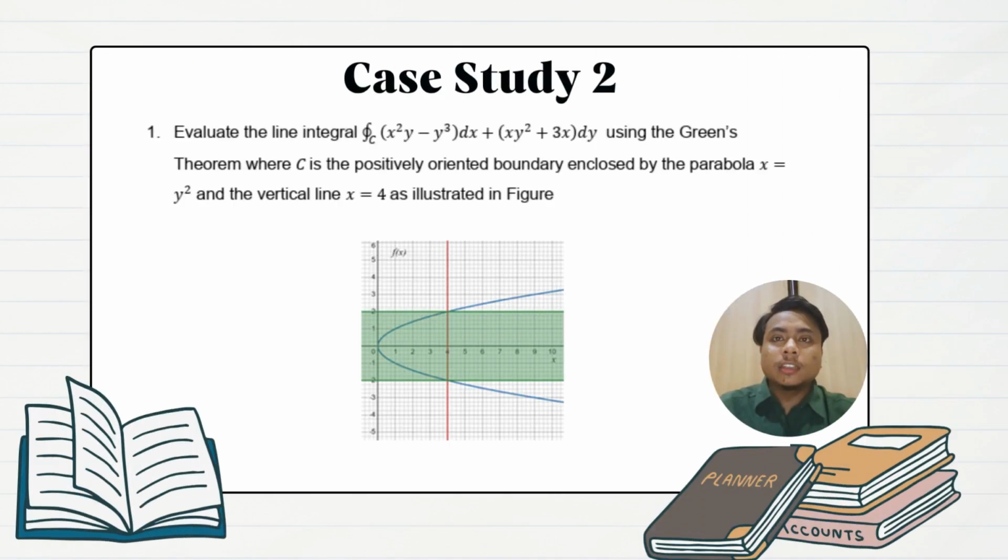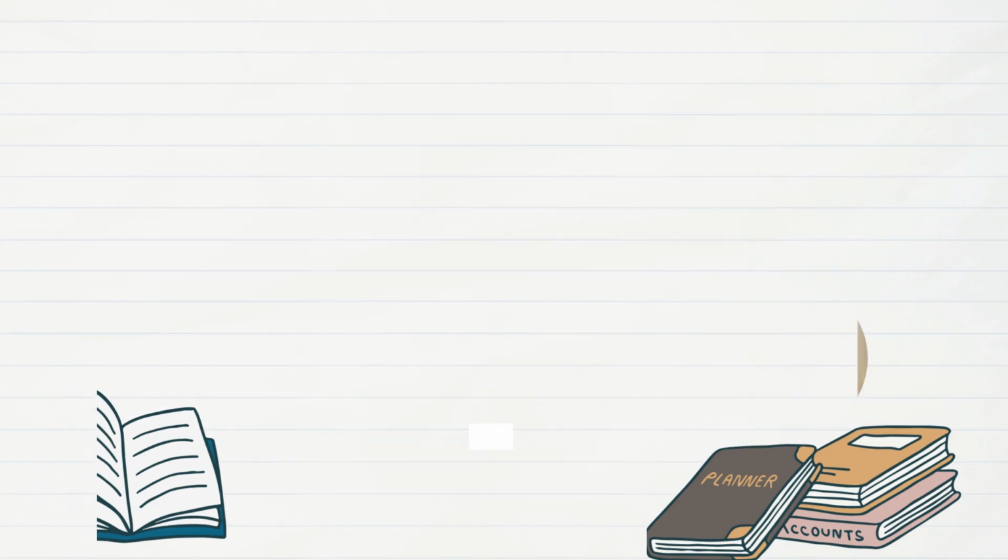This is case study 2. We are asked to evaluate the given line integral using Green's theorem. The region is bounded by the parabola x equals y squared and the vertical line x equals 4, as illustrated in the graph. In the next slide, I will explain the solution step by step.